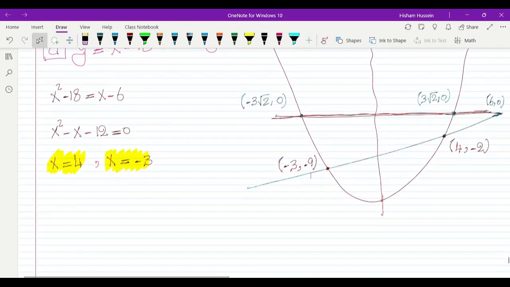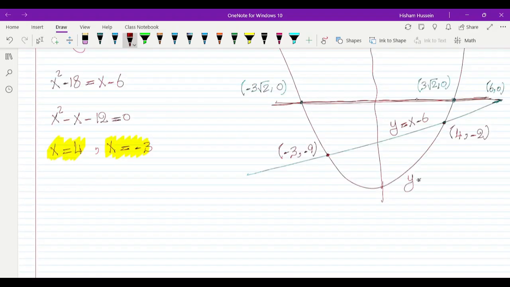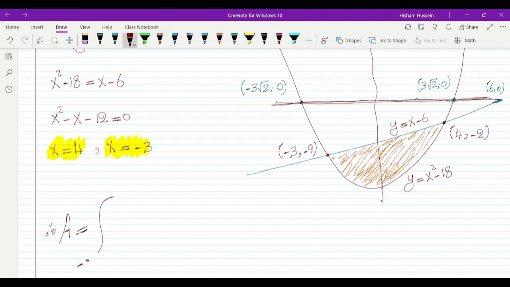The upper curve is the line y equals x minus 6. The lower curve is the parabola y equals x squared minus 18. Here is the in-between area. So the area now would be the integration from negative 3 to 4, the upper curve x minus 6, minus the lower curve x squared minus 18, dx.